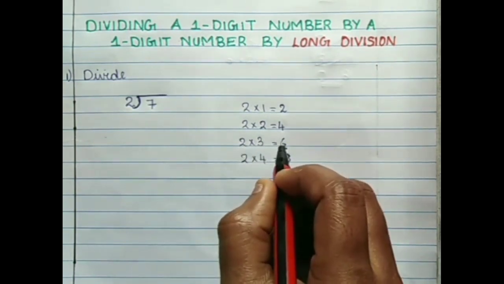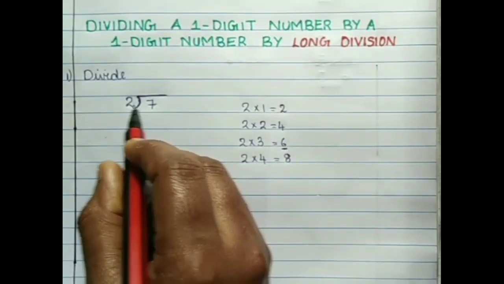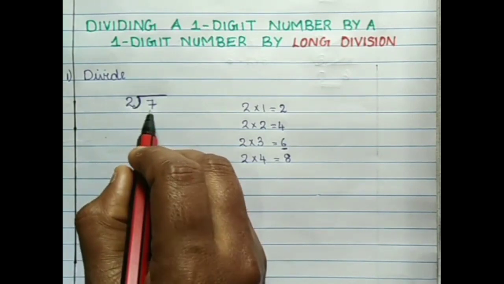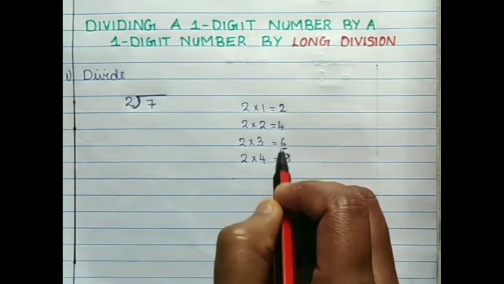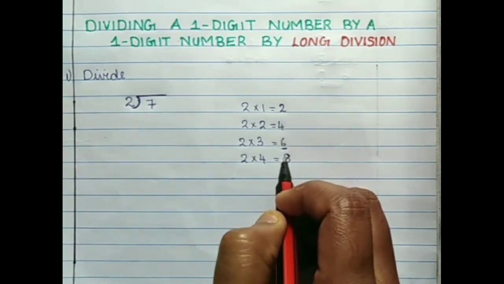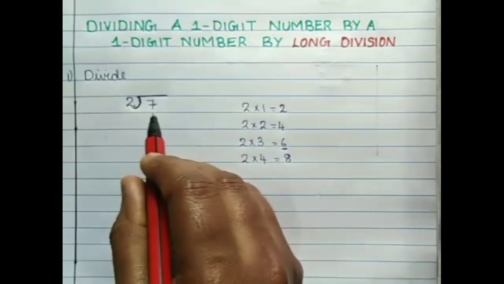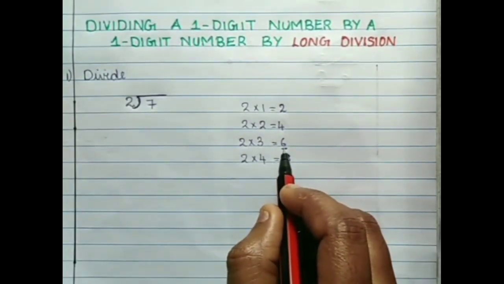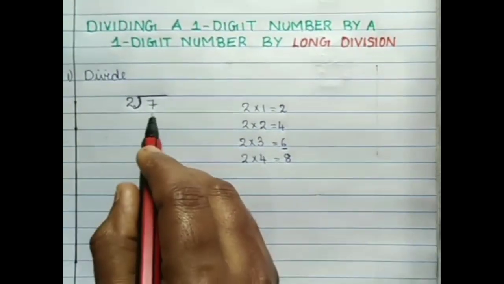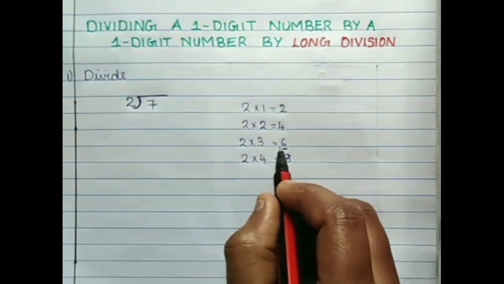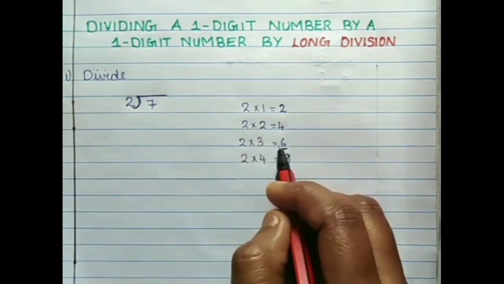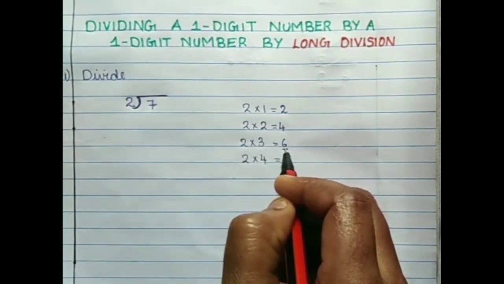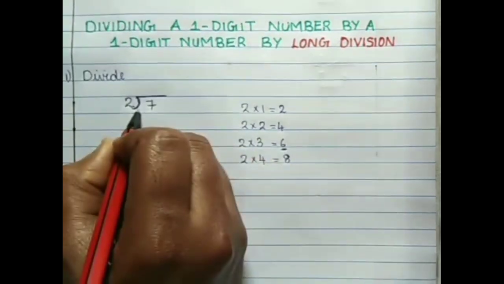I repeat, to divide the number 7 by 2, first we have to check whether we have the number 7 in the table of 2. For that we have written the table of 2. And in the table of 2, we do not have the number 7. Then we have to take the number which is less than the dividend, that is 7. So here in the table of 2, we have the number 6 which is less than 7. So we take the number 6.